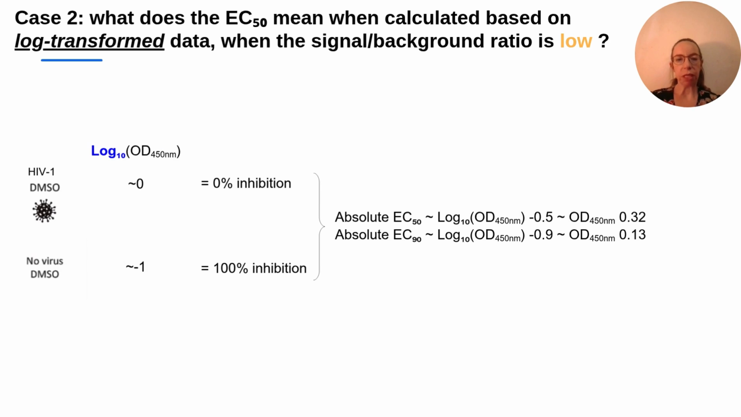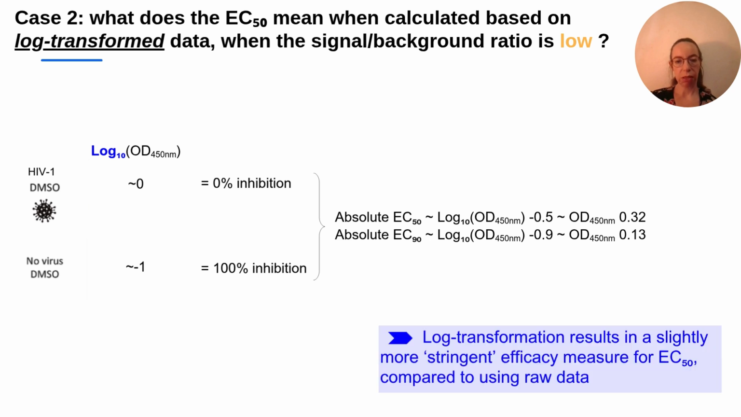Now, the absolute EC50 corresponds to a level of remaining replication of minus 0.5 log 10 OD. So by calculating, that is actually a remaining replication level of 0.32 OD. So 0.32 instead of 0.55 using the raw data, while the absolute EC90 corresponds to a remaining level of replication of minus 0.9 log 10 OD, and by calculating, 0.13 OD. So you can realize that the log transformation results in a slightly more stringent efficacy measure, especially for the EC50, compared to using the raw data.